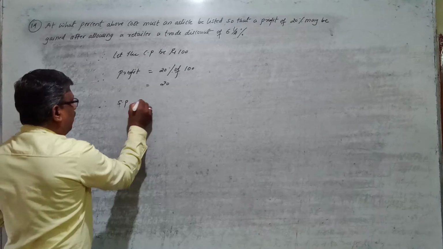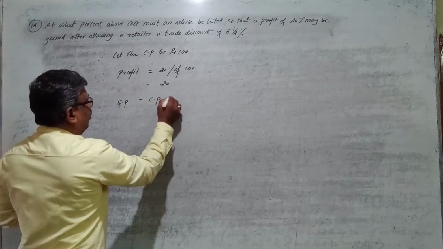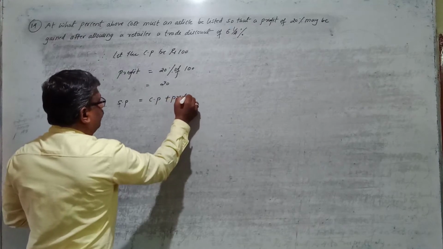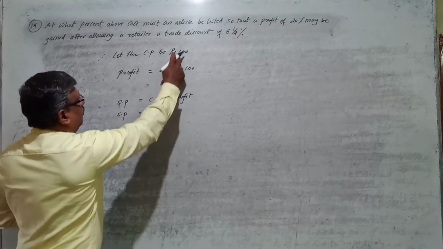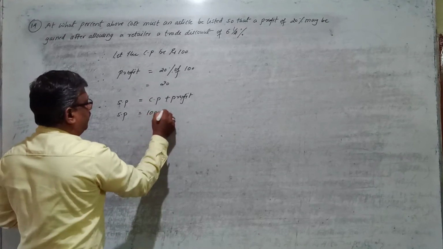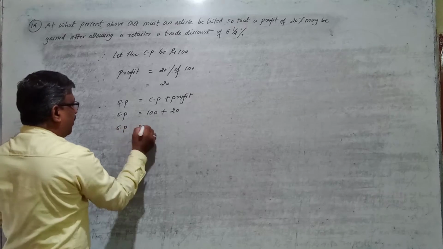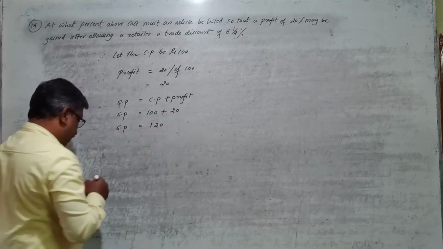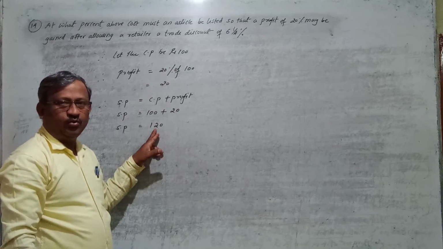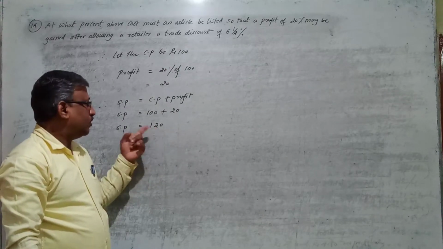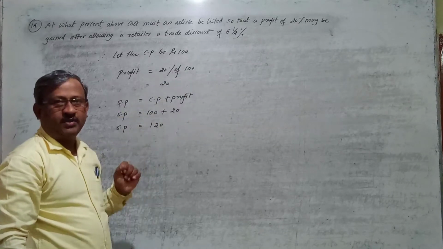So how to calculate the selling price? Selling price is nothing but cost price plus profit. So selling price is equal to, what is the cost price? It is 100. And what is the profit? 20 rupees. So selling price will be rupees how much? 120. Means if he sold a 100 rupees article at 120 rupees, he gets 20 rupees profit, which is 20% of his cost price.